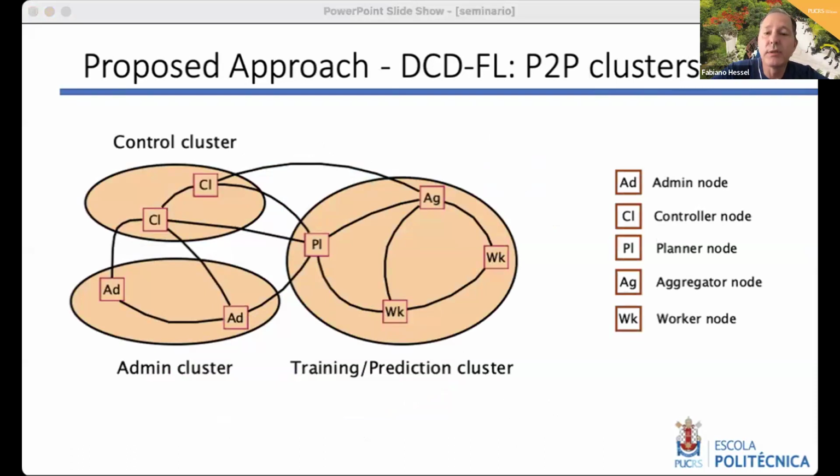The peer-to-peer nodes of a specific type can be dynamically grouped to form peer-to-peer clusters according to the demand from the intrusion detection process. Peer-to-peer nodes can be of type admin, controller, planner, aggregator, worker, or storage. So they can work in a collaborative way to implement the IDS technique.